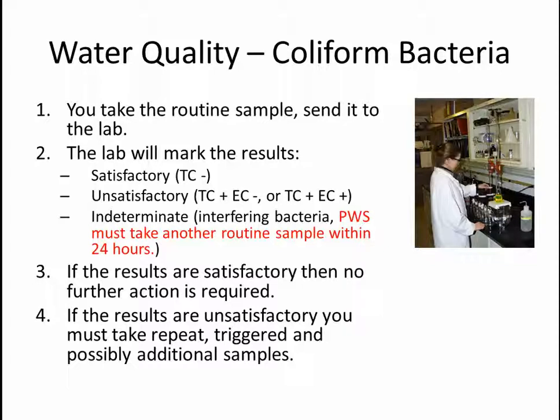In this case, if you get an indeterminate sample, you must take another routine sample within 24 hours. It's not a violation if you get an indeterminate sample. It just means you must take another routine sample within 24 hours of being notified. If your results are satisfactory, then no further action is required. You just proceed on to the next month and follow your sampling plan. But if the results are unsatisfactory, you must follow up by taking repeat samples in the distribution system, triggered samples at the source, and possibly additional samples the next month.